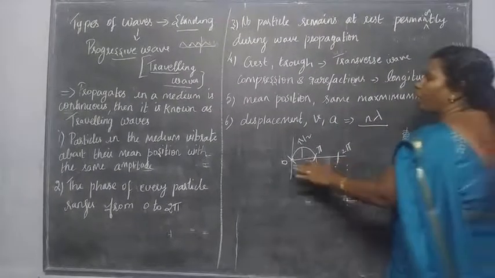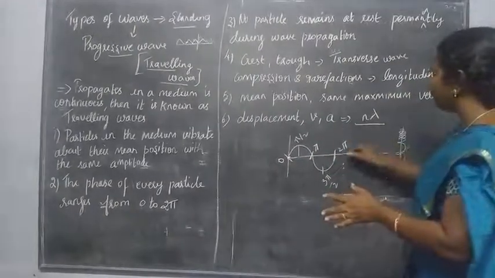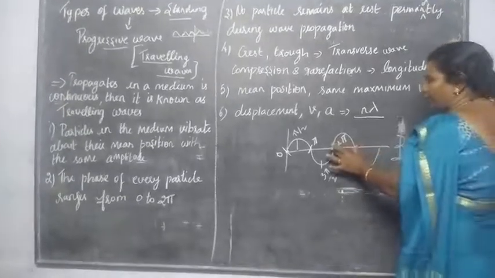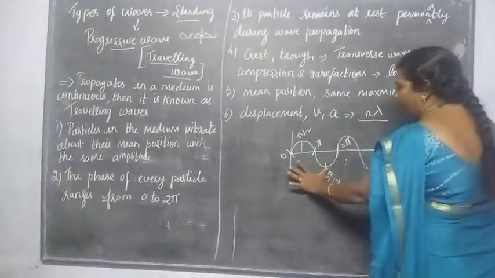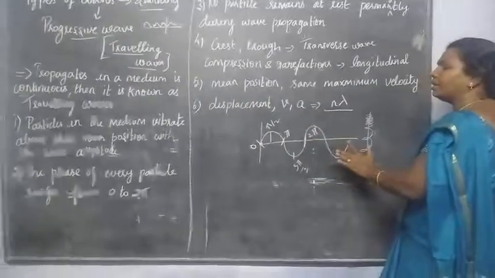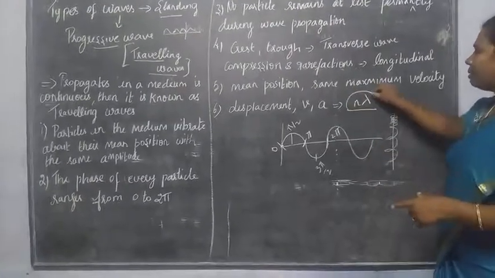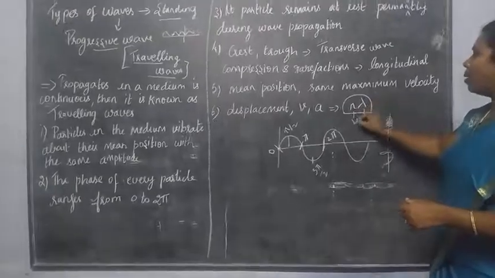Because you know that one crest and one trough is equal to 1 lambda. Similarly, if the wave is continuous like that, next to one crest and one trough, this is also one wavelength. Therefore, 1, 2. How many wavelengths are in that transverse wave? 2. That is represented by the formula n into lambda, where n is an integer and lambda is the wavelength.